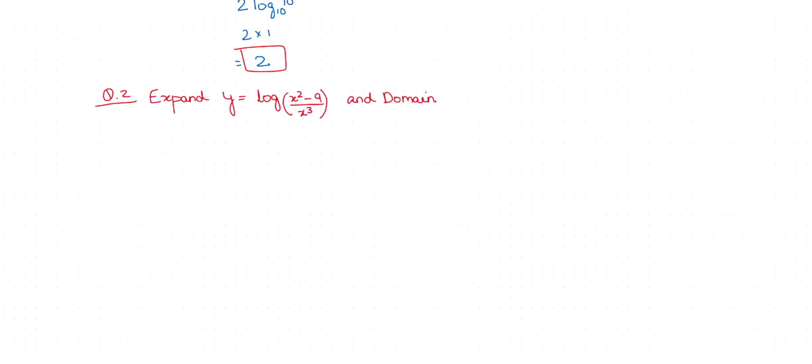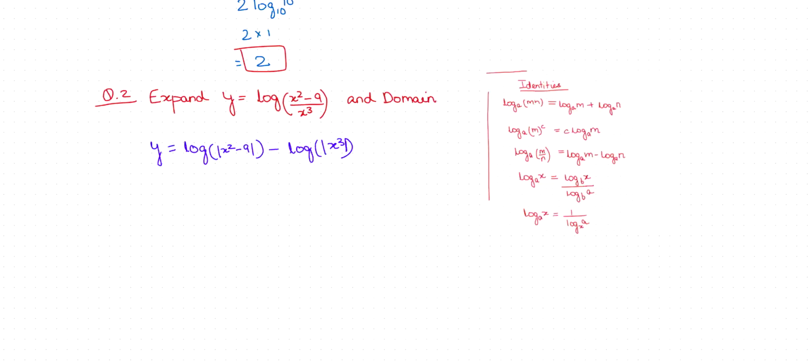So this is question 2 and we have to expand this and find the domain. So let's expand this using the product and quotient rules we learned. We used the quotient property here and we put the absolute value sign because we know the argument of the log should always be greater than 0. It should always be positive. So that's why we put the absolute value sign here.